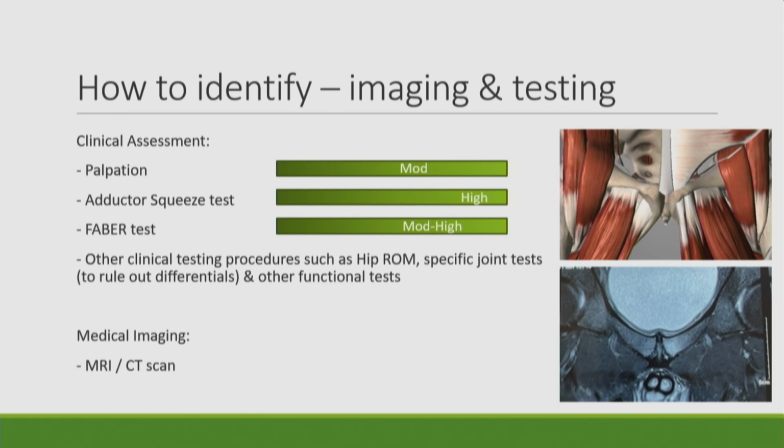Don't rule out the other tests, like your clinical testing procedures, such as your hip range of motion. So that includes active, passive, resisted, joint-specific tests to rule out things like labral tears or articular issues, and then also functional tests as well are important to understand what other factors might interrelate with this. If it gets to the point, medical imaging is sometimes required, and an MRI is usually the scan of choice.